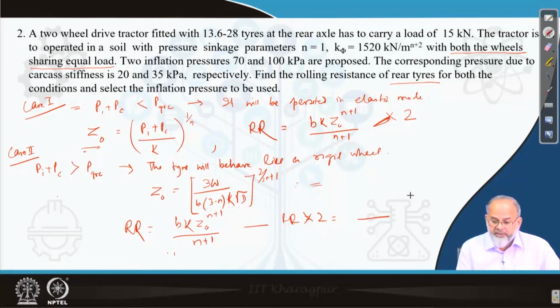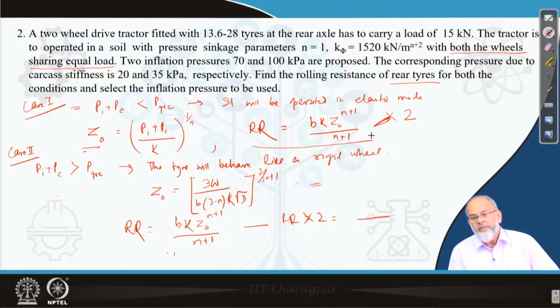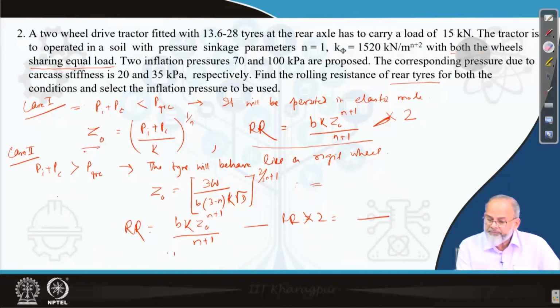So, if it is under rigid wheel, then we apply Baker's equation to find out what is the rolling resistance, and if it is in the elastic mode, then we first find out Z0, taking into consideration the sum of inflation and carcass pressure and the modulus of deformation, and then from there we find out what is the rolling resistance. Hope I have clarified this problem.